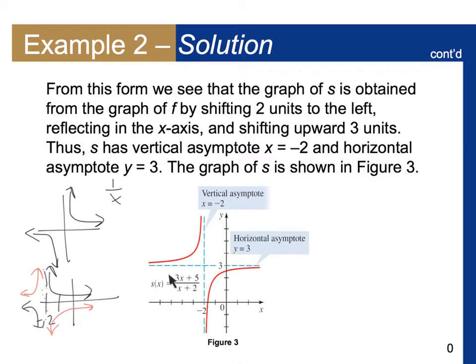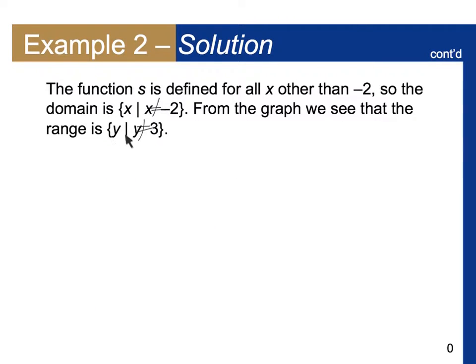We can see our domain is x is not equal to minus 2. Vertical asymptote: so S has vertical asymptote x equals minus 2, and the horizontal asymptote is y equals 3. And as we said, our domain is the set of all x such that x is not equal to minus 2, and our range is the set of all y such that y is not equal to 3. And those correspond to the asymptotes that we showed on the graph.